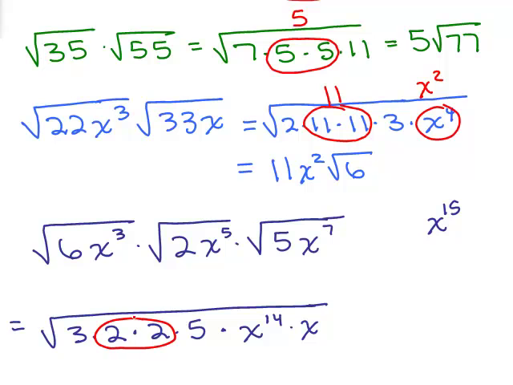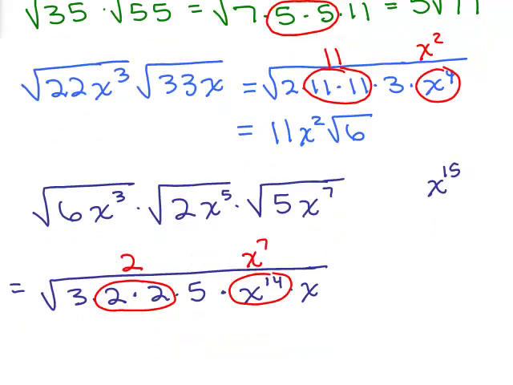So from both of those 2's, I get to pull out a 2, and the square root of x to the 14th is x to the 7th. So therefore, on the outside I have 2x to the 7th. On the inside I've got 3 times 5 times x. That's 15x.